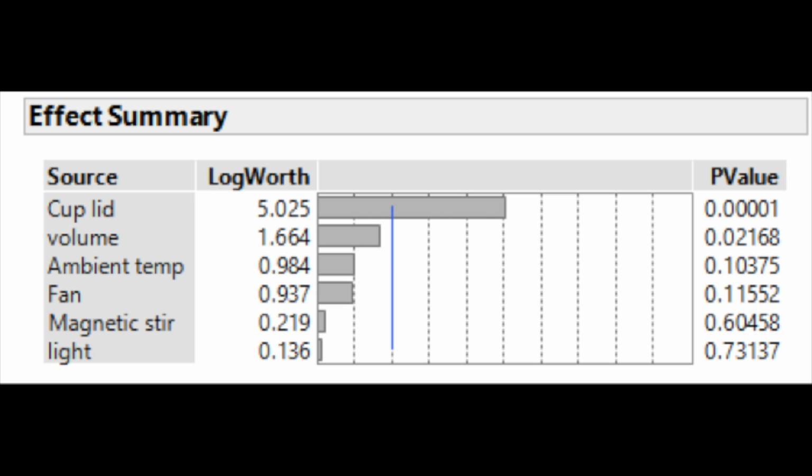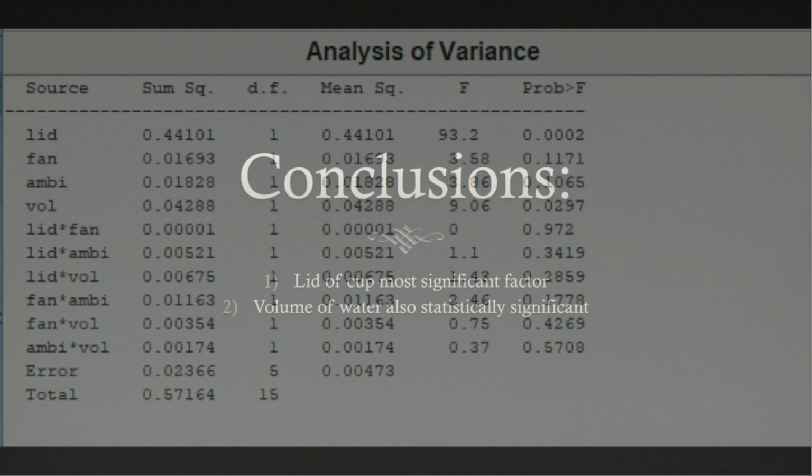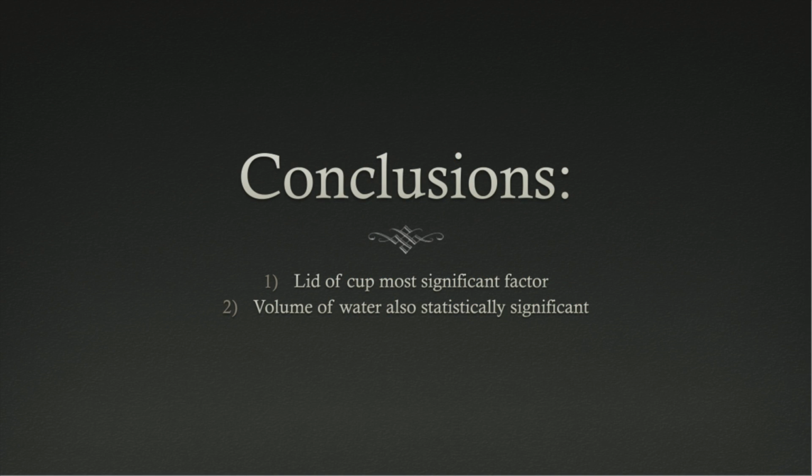The cup lid was clearly the most significant factor, and if we used a confidence interval of 95%, then the volume would also be a statistically significant variable. And in conclusion, the lid being on the cup as well as the volume of the liquid inside of the cup make the biggest differences.